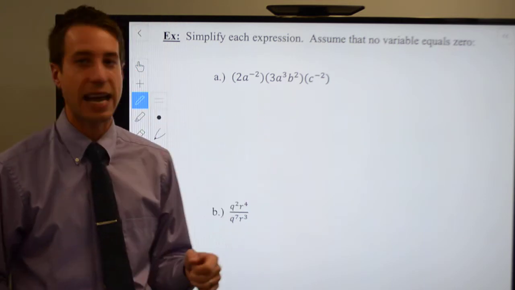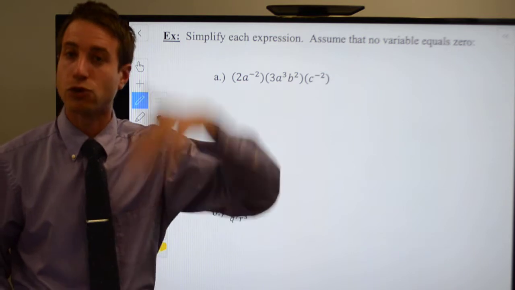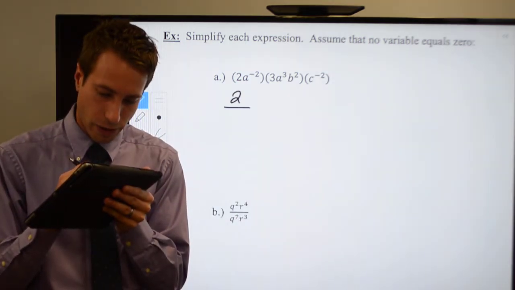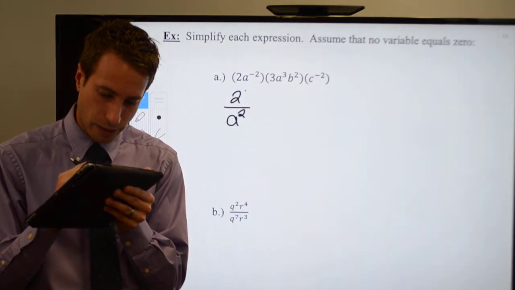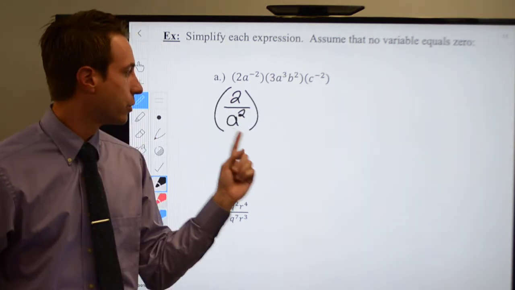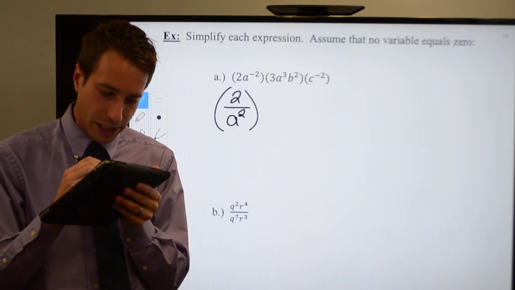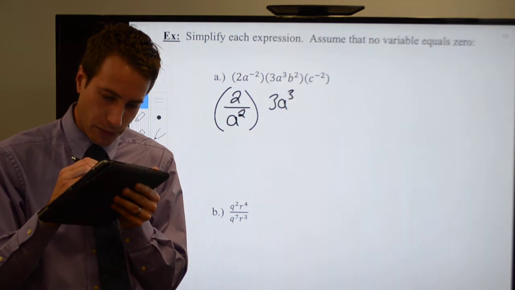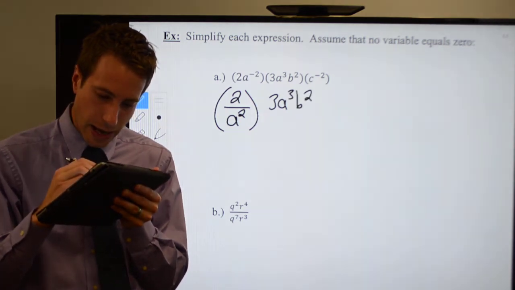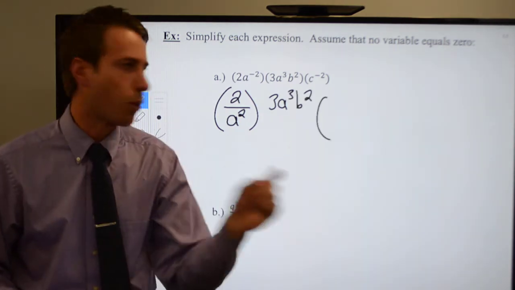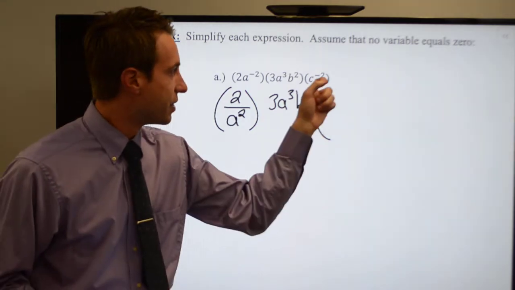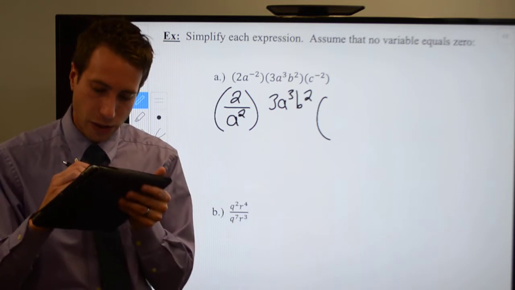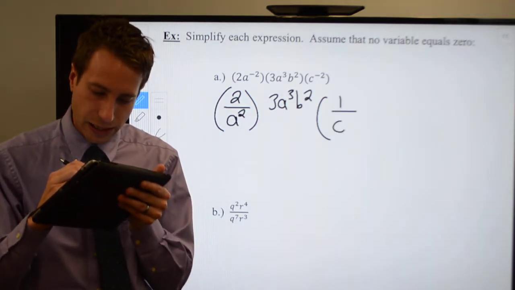I'm going to go ahead and take that a to the negative second. I'll drop it to the bottom and get this 2 over a squared. So I now have 2 over a squared. I still have this quantity, 3a cubed b squared. And then this guy over here, I'll show you why I left it like that in just a second. The c to the negative second, go ahead and move that c to the negative second to the bottom, so that it is 1 over c squared.